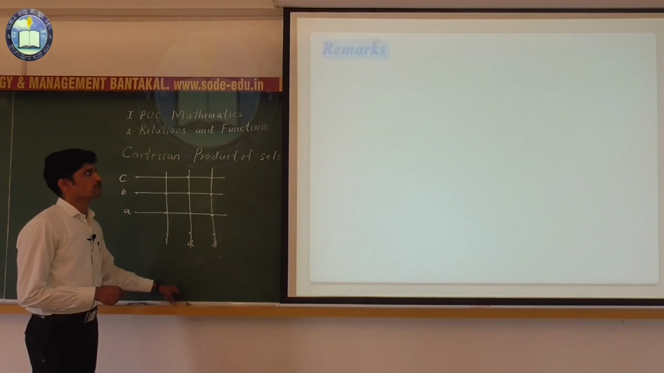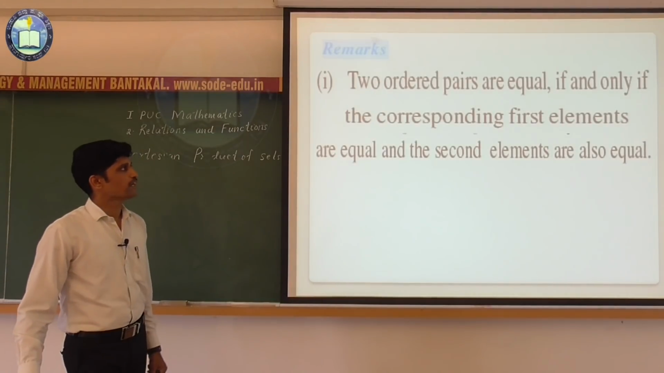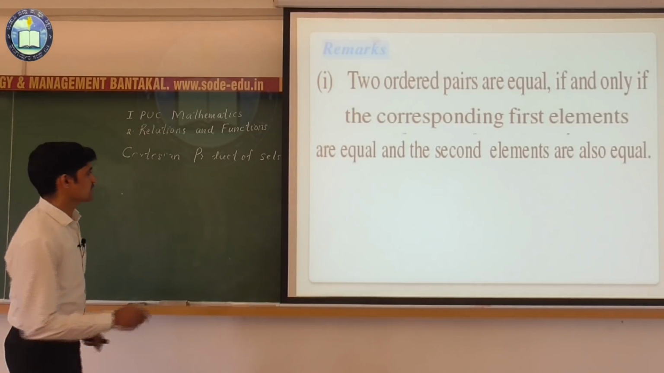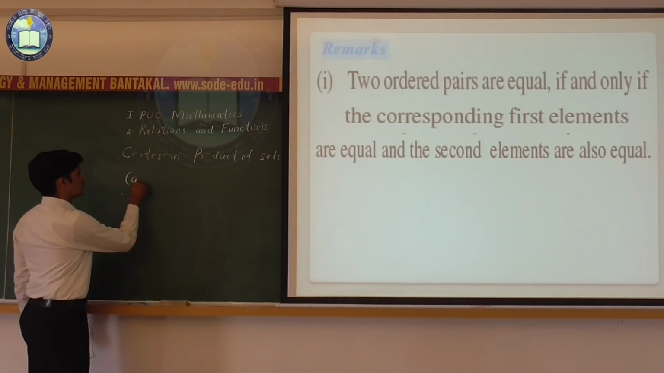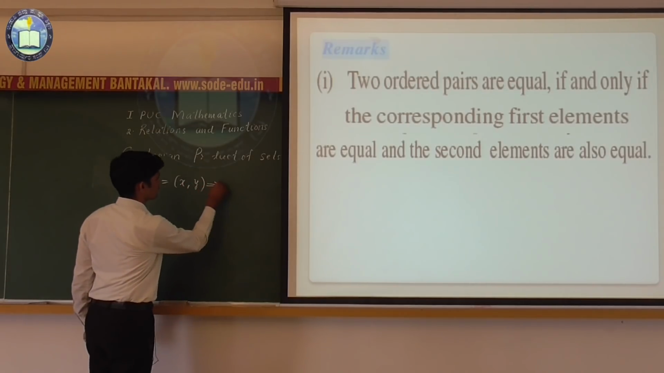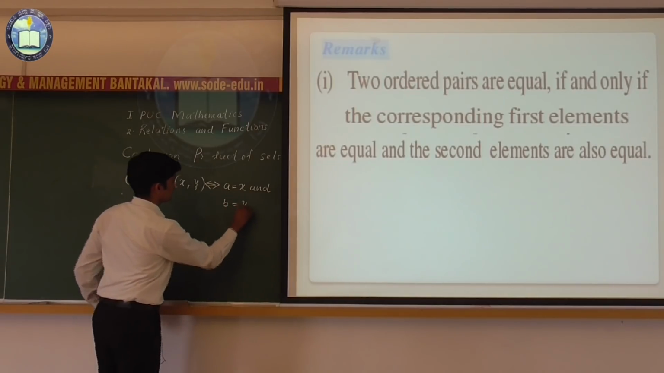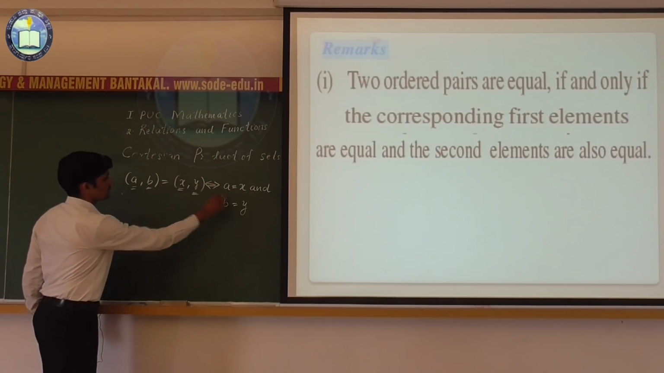Next we have some observations here. First remark is that two ordered pairs are equal if and only if the corresponding first elements are equal and the second elements are also equal. Two ordered pairs are equal means the corresponding first element and second element must be equal. That is, (a, b) is equal to (x, y) if and only if a is equal to x and b is equal to y. Here the first coordinate must be equal to the first coordinate and the second element must be equal to the second element.